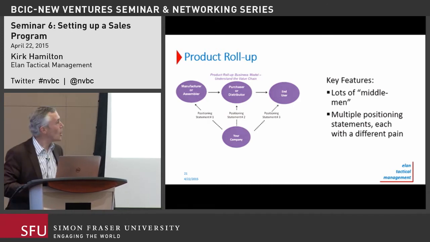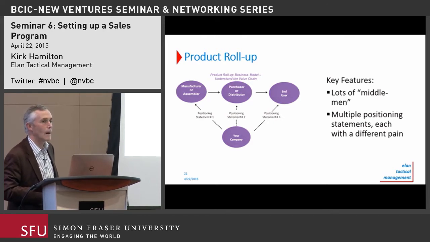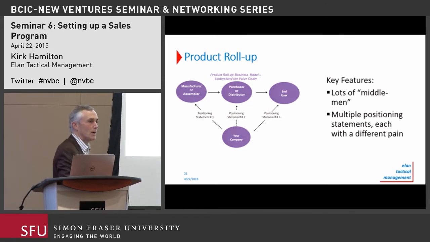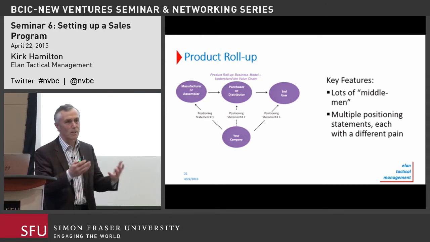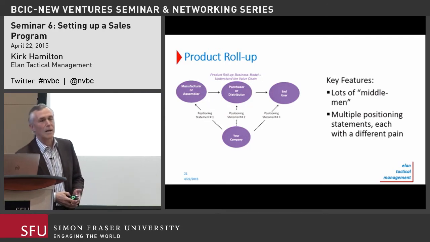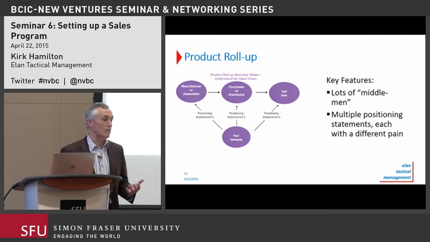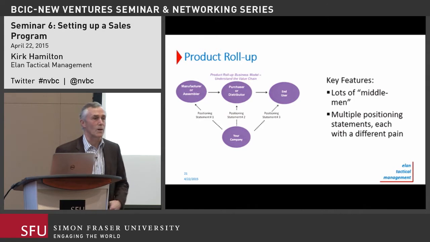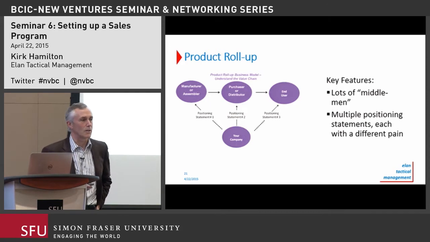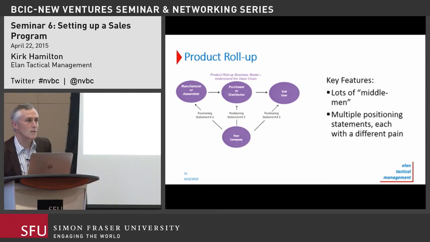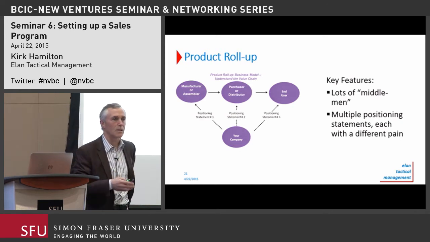Let's look at a little more complex. We have a product roll-up where we've got a product. It's a component in another product. And then that product is sold by a distributor who may have to do installation because it's a complex product at an end user's location. There's lots of middlemen. There's lots of positioning statements. There could be not only 3, there could be 4, depending upon how many layers of complexity there are to the construct of the product. So these are typically high value, complex sales, but they certainly do exist.